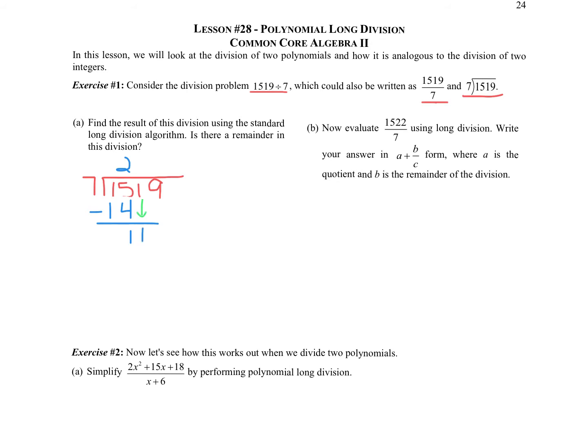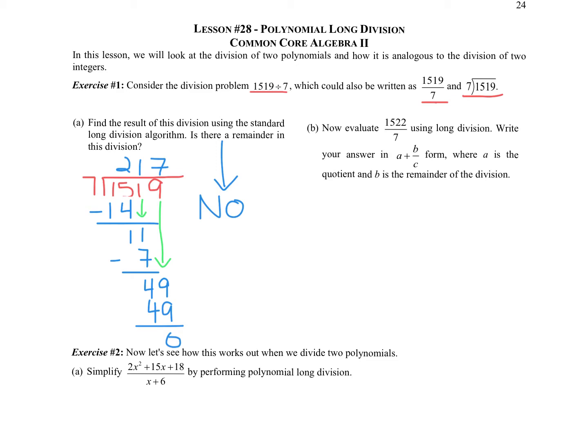And basically from there, the process repeats. So how many times does 7 go into 11? 7 goes into 11 one time. 7 times 1 is 7. We write that down here and subtract. So this gives me 4. We bring down the next number, which is a 9. 7 goes into 49 7 times. And 7 times 7 is 49. So on this problem, we have nothing left over. Is there a remainder in this division? The answer to that question is no.